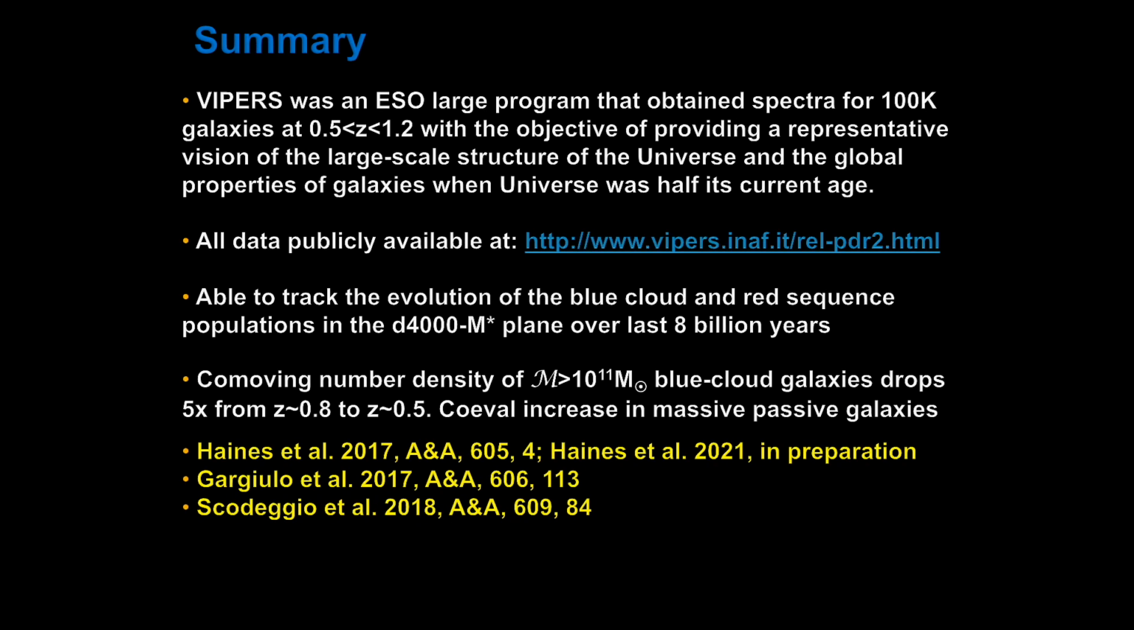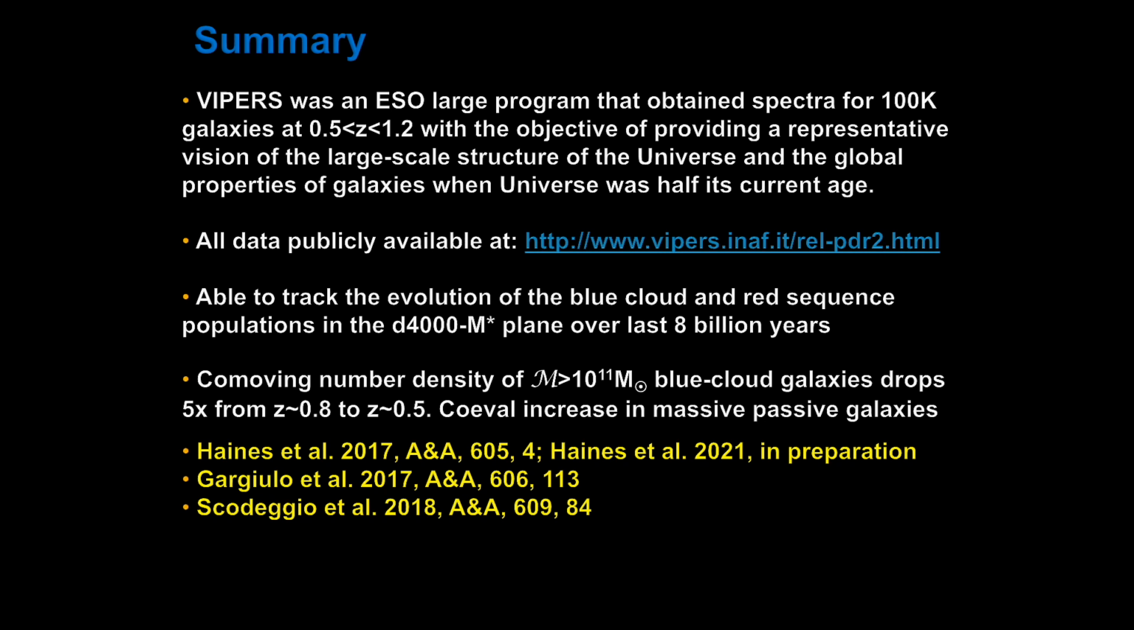To summarize, VIPERS is an ESO large program that obtains spectra for 100,000 galaxies at redshifts between 0.5 and 1.2, with the objective of providing a representative vision of the large-scale structure of the universe and the global properties of galaxies when the universe was half its current age. All of the data is now publicly available on the following website.